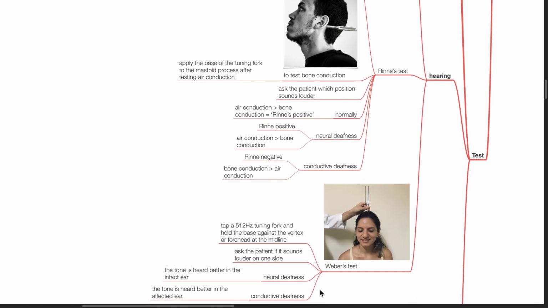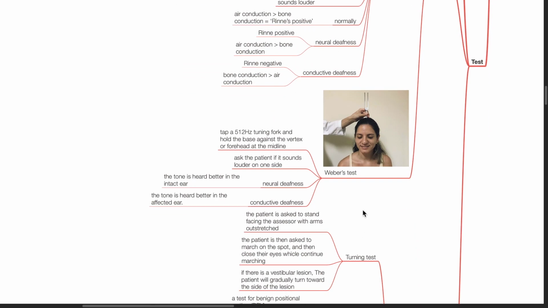The Weber test. Tap a 512 Hz tuning fork and hold the base against the vertex or forehead at the midline and ask the patient if it sounds louder on one side. During neural deafness, the tone is heard better in the intact ear. During conductive deafness, the tone is heard better in the affected ear.